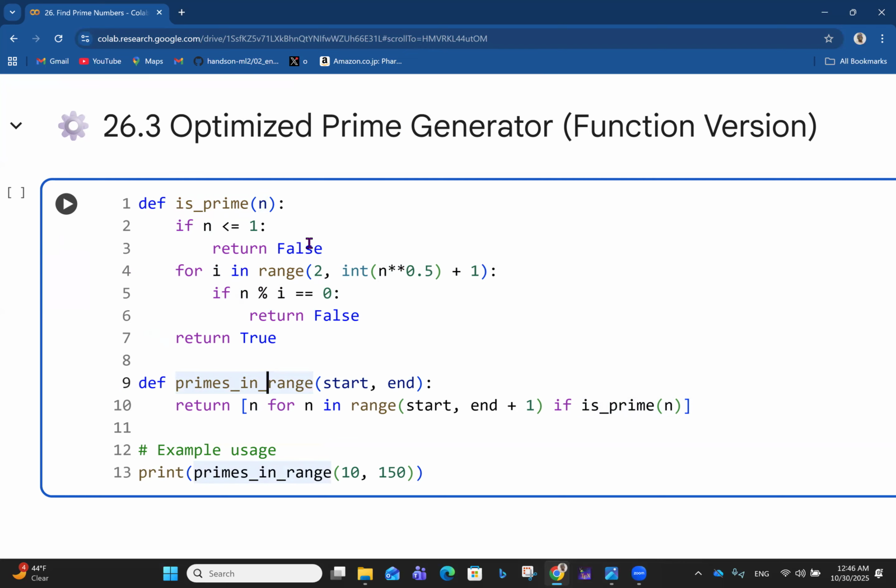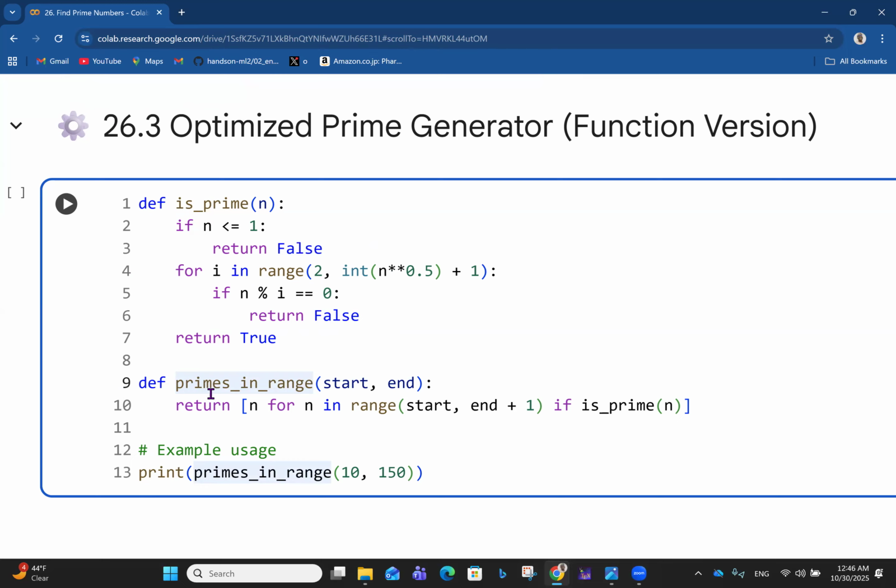So define is_prime(n). If n is less than or equal to 1, return False, because we don't need anything less than or equal to 1. So for i in range(2, int(n ** 0.5) + 1): if n % i == 0, return False. That means it is not prime. Otherwise, return True.